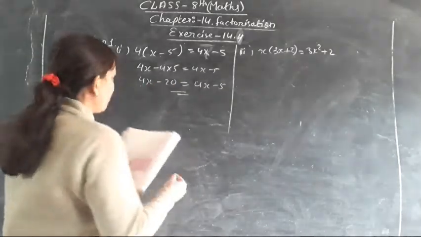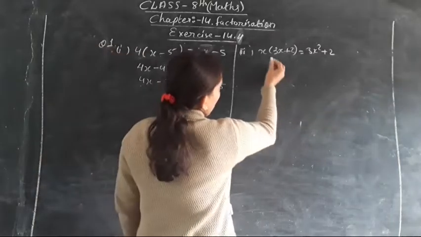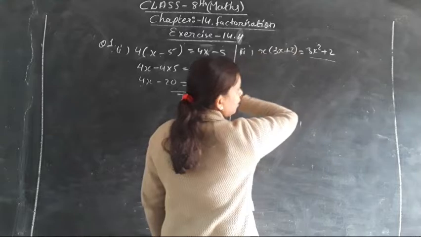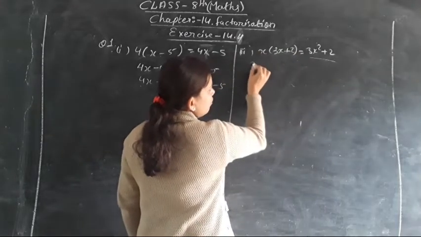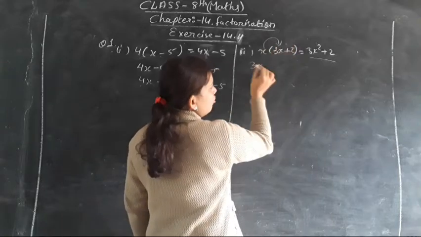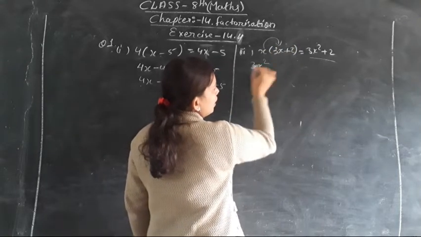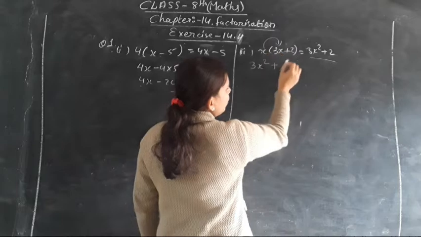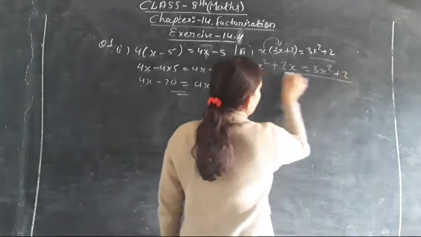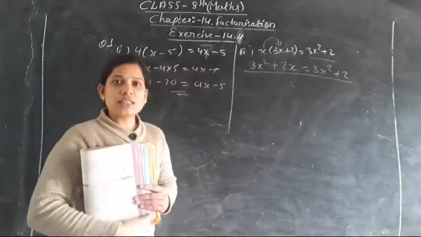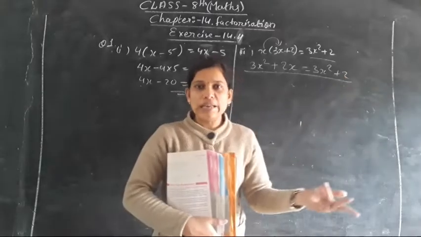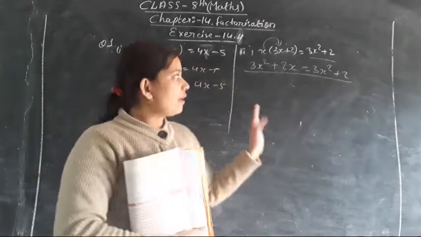Okay. The second part of the question: can we solve this part? Yes, we can solve it. Here 3x, well, x will multiply inside, so it will become 3x into x will be 3x square plus 2 into x will be 2x is equals to 3x square plus 2. Here again you can see that there is a difference in the second term, that is 2x and 2. Again a mathematical error we are having, isn't it? So that's why it is said like that.